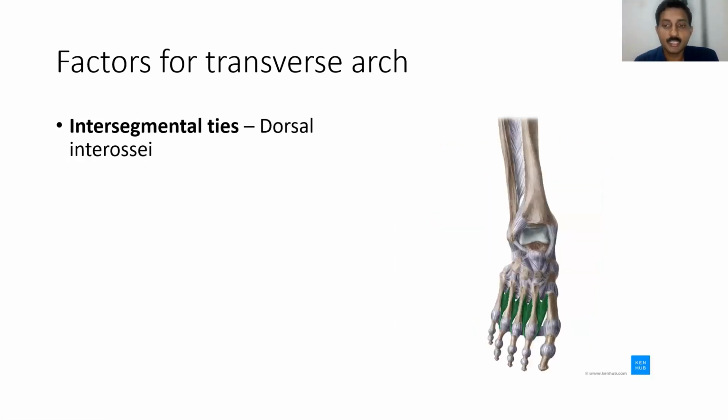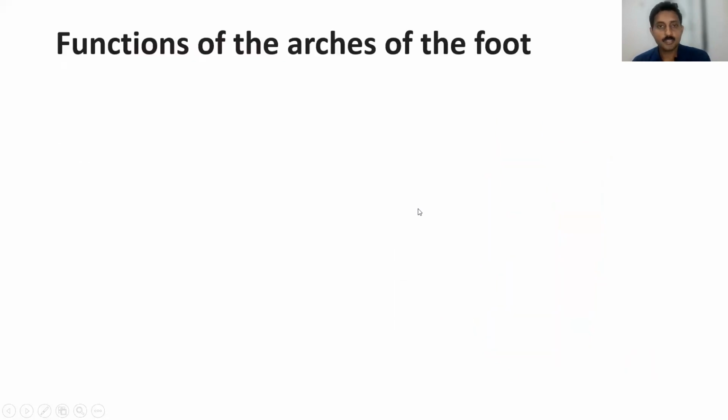What are the intersegmental ties? When you remove all the muscles, what will you get? You will get the interossei. So the interossei are acting like intersegmental ties. Okay. So hope you understood this.